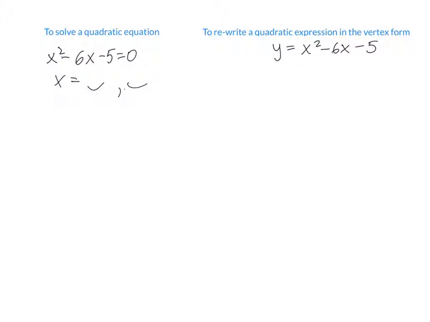In the second situation, it's an expression, or you can say a function, that we want to rewrite. We want to rewrite it in the vertex form. Something like this: coefficient, then perfect square, x minus h squared plus k. We can denote these letters any way we want, but this is our goal. So as you see, the goals are different. The settings are very different as well.